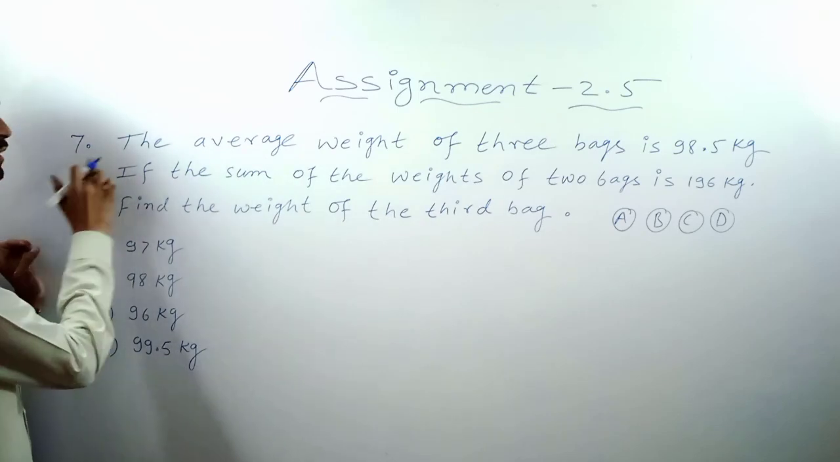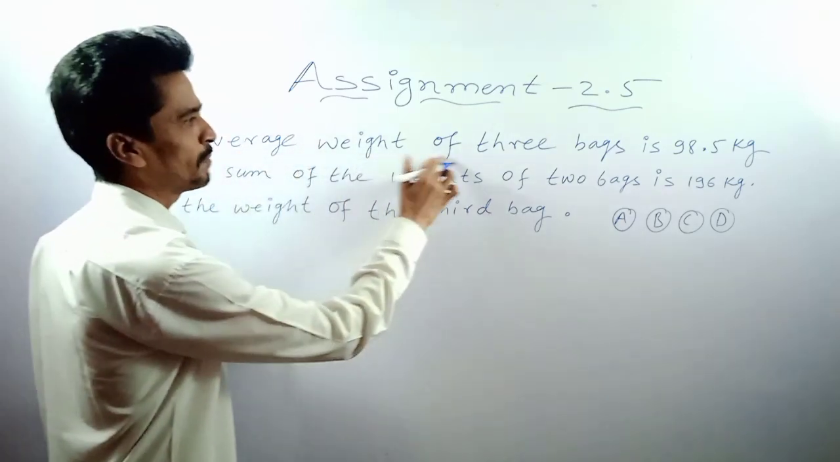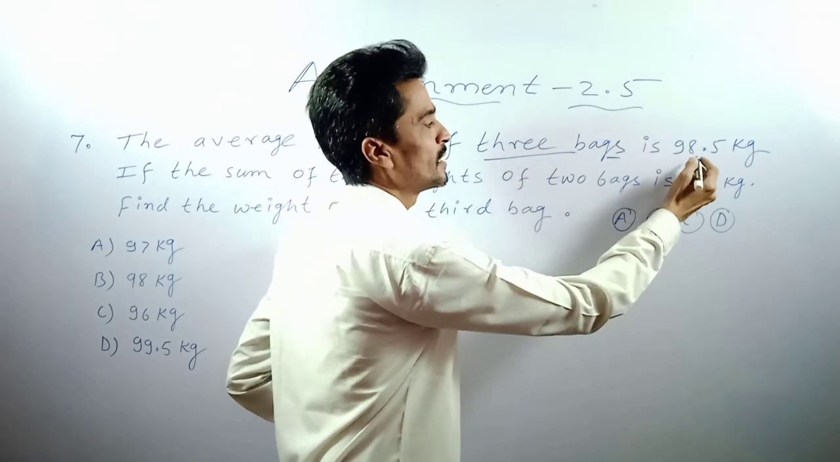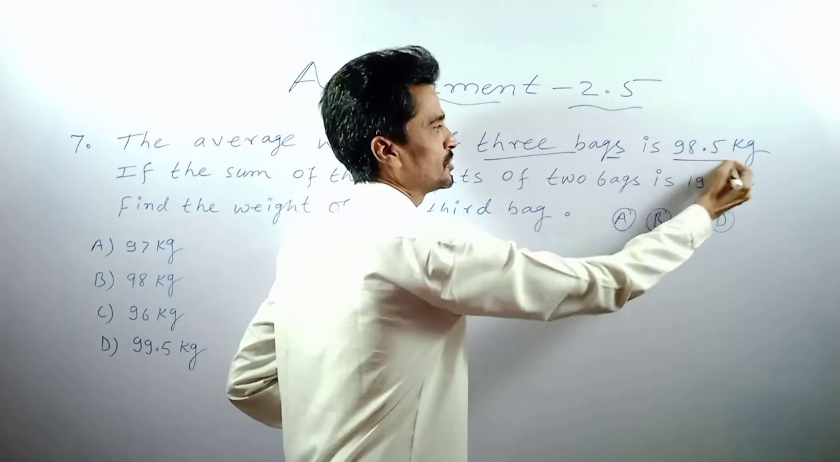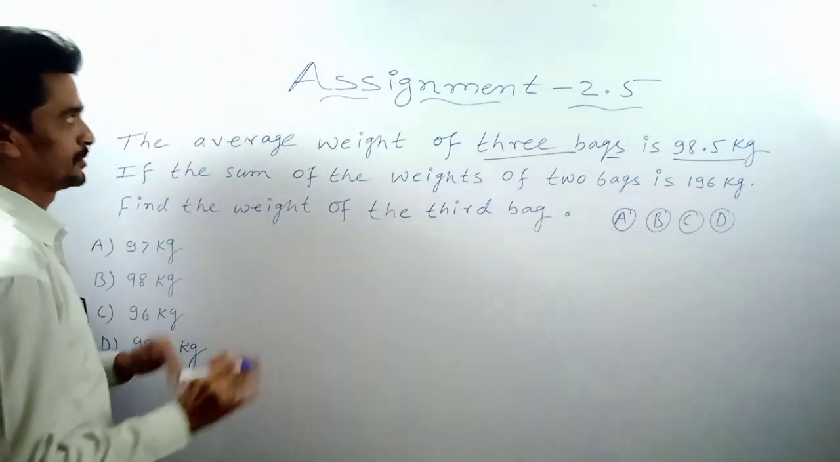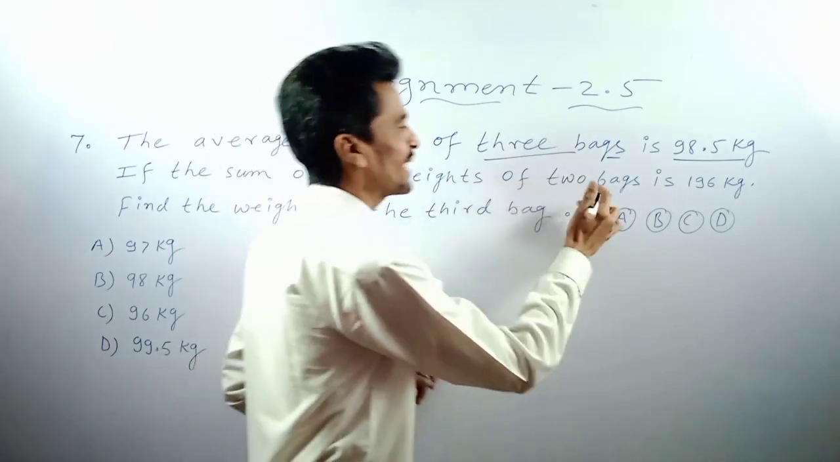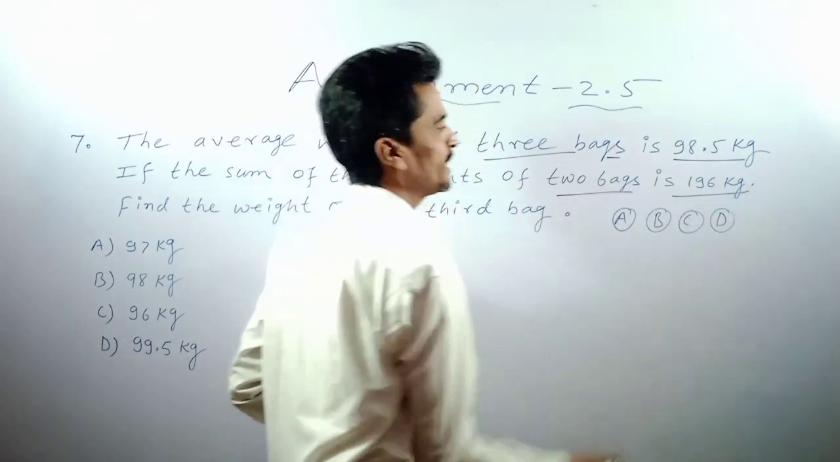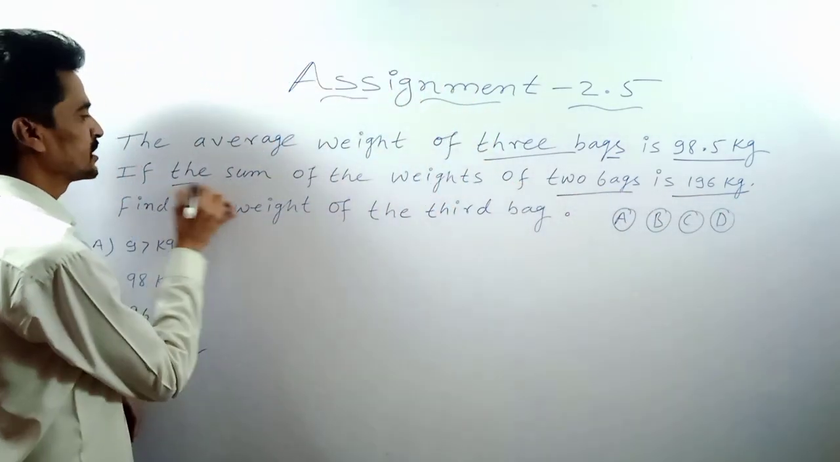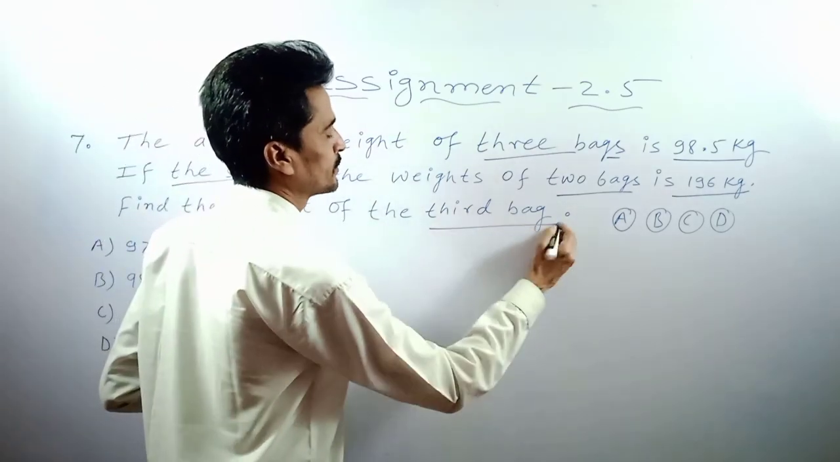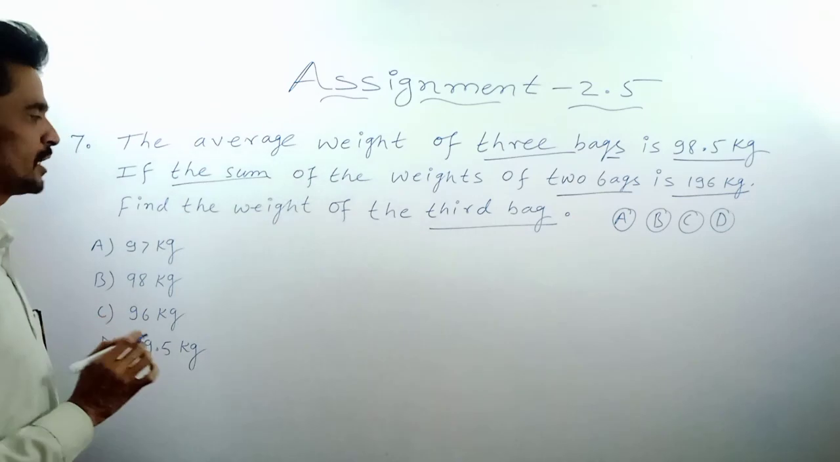Seventh problem. The average weight of 3 bags. How many bags? 3 bags is 98.5 kg average. If the sum of the weights of 2 bags is 196 kg. What? The sum. Find the weight of the third bag. Third bag weight we need to find out.